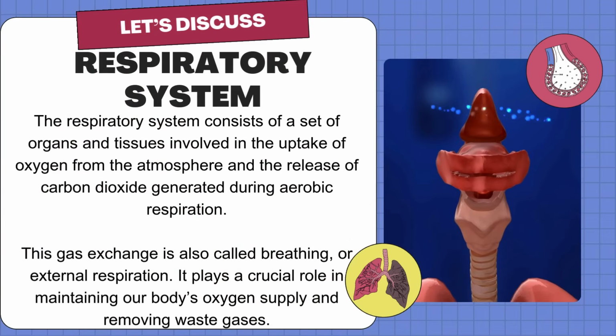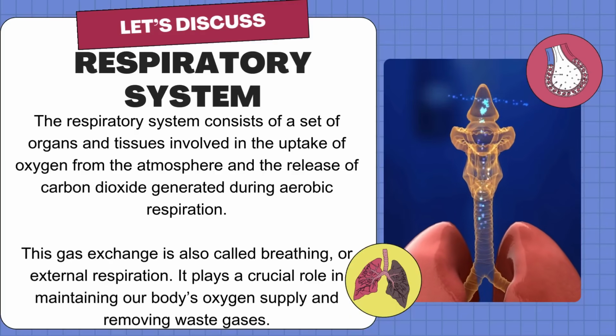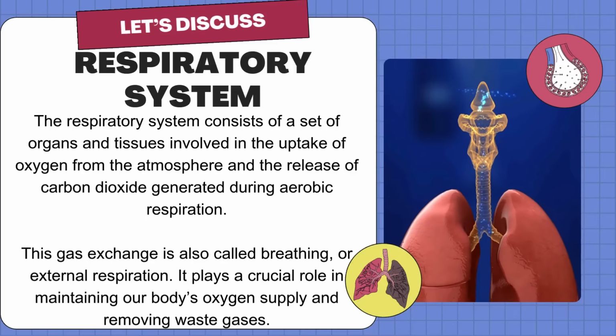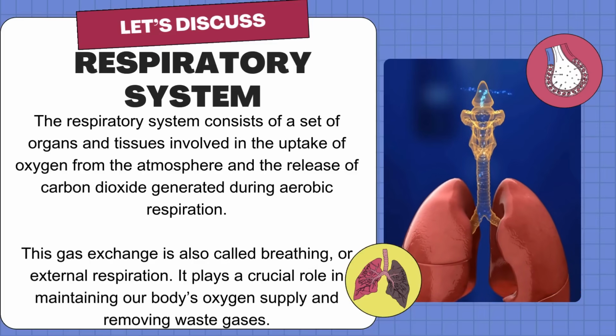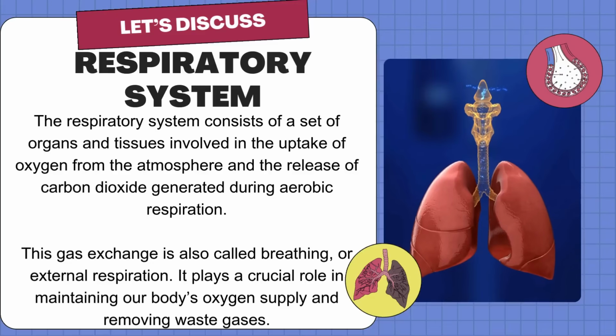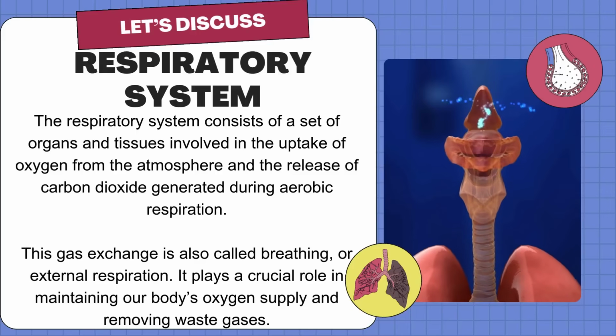The respiratory system consists of a set of organs and tissues involved in the uptake of oxygen from the atmosphere and the release of carbon dioxide generated during aerobic respiration. This gas exchange is also called breathing, or external respiration. It plays a crucial role in maintaining our body's oxygen supply and removing waste gases.